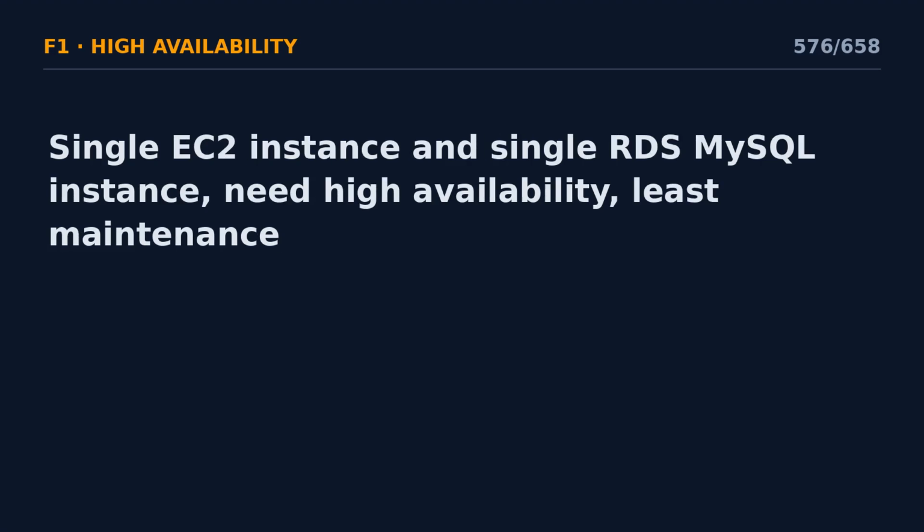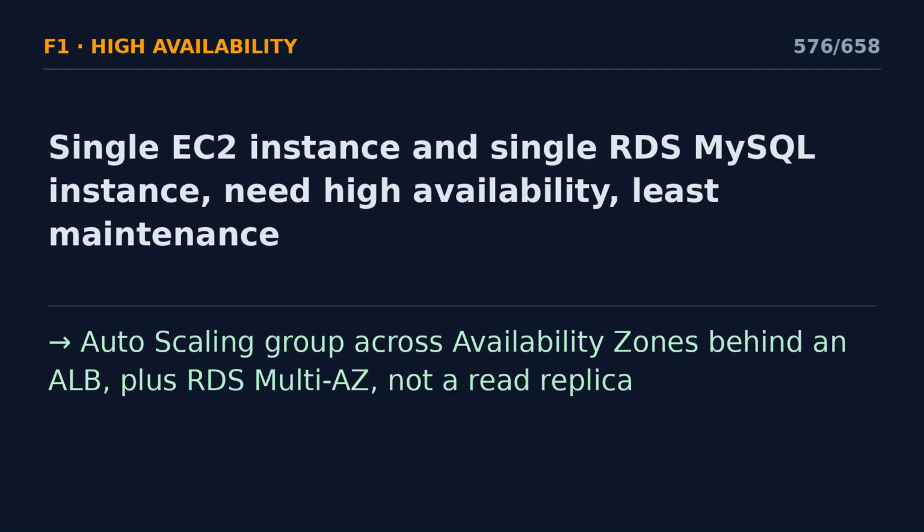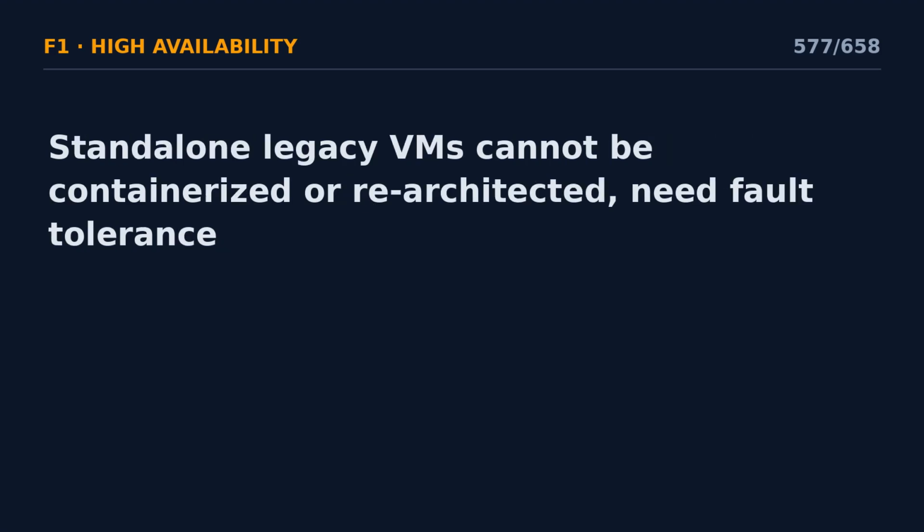Single EC2 instance and single RDS MySQL instance need high availability, least maintenance. Answer: auto-scaling group across availability zones behind an ALB plus RDS multi-availability zone, not a read replica.